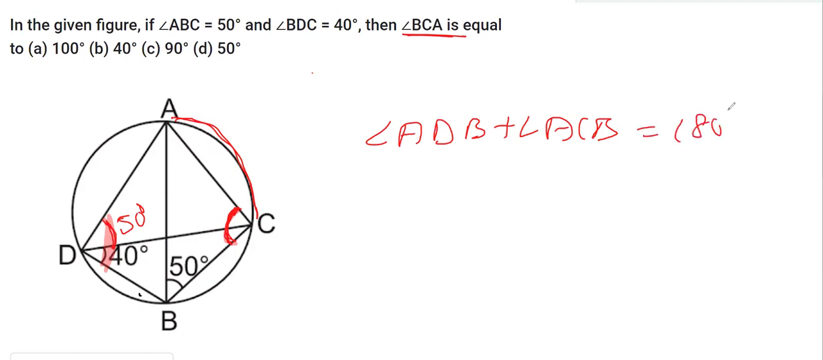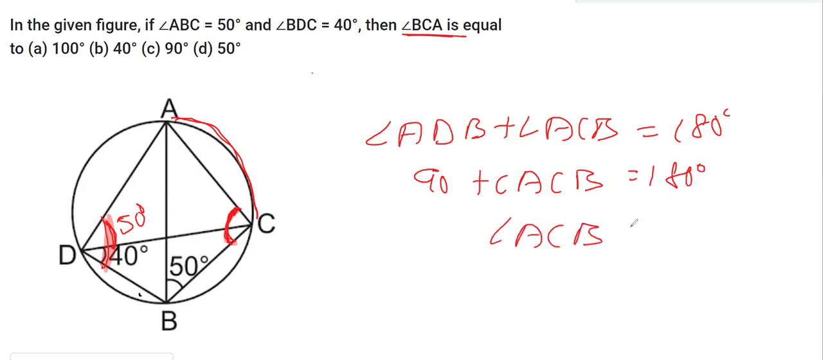This is 180 degree. As we know the value of this angle as 40 plus 50, that is 90 degree. So 90 degree plus angle ACB is equal to 180 degree. So clearly angle ACB will be 180 minus 90. That is equal to 90 degrees. So we have this option as the correct answer.